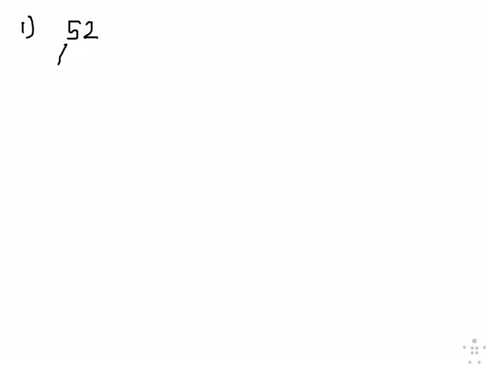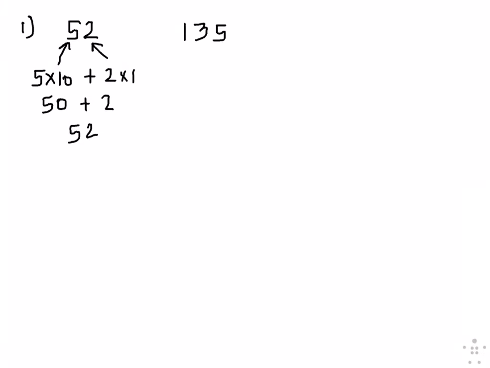But in reality, the 5 is in the tens place, so it's really 5 times 10, and this is 2 times 1, right? That's the ones place, and we add these. So we would get 50 plus 2 is 52. If we had a three-digit number like 135, this is really 1 times 10 squared, or 100, and 3 times 10, which is 30, and 5 times 1. We add all those, 100 plus 30 plus 5, and we get 135.